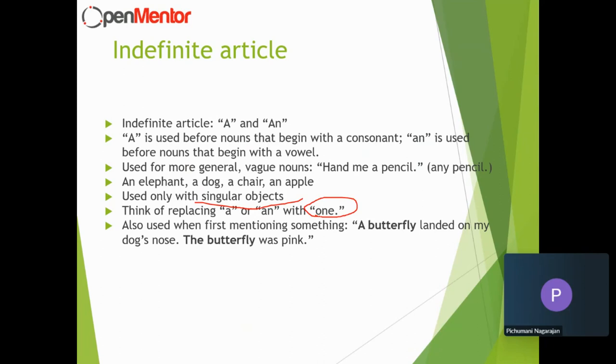So whenever you are first mentioning something in a sentence, when you are referring to a noun, you say, a boy ran on the road. The boy got hurt. Similarly, a butterfly landed on my dog's nose. The butterfly was pink. So whenever you are referring to a noun for the first time, usually you use a or an.